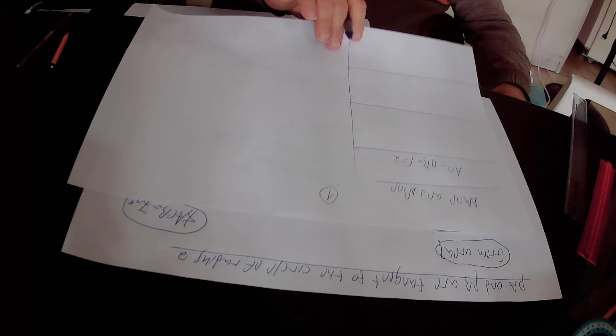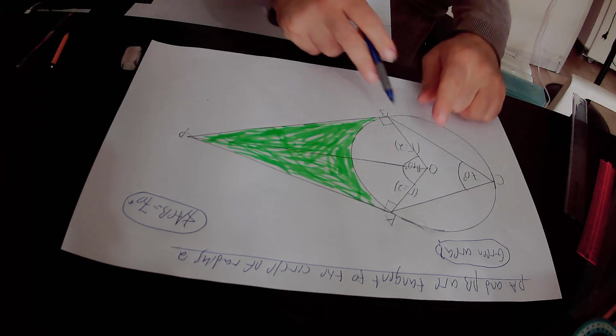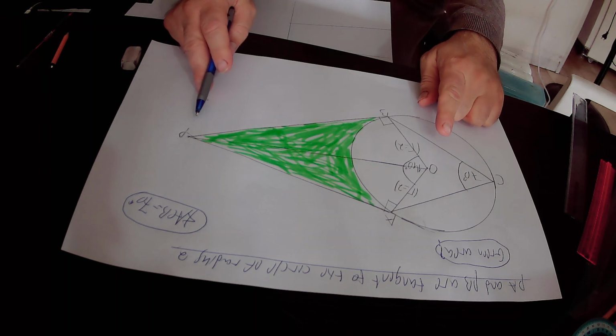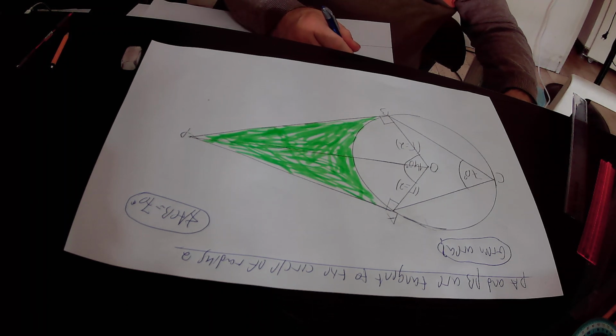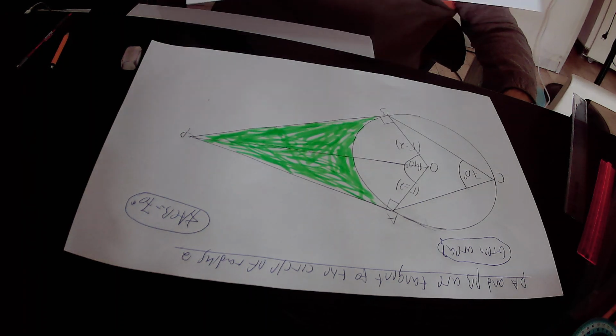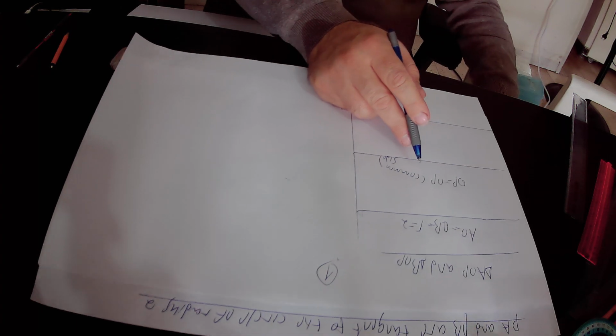In addition, we have side OP is the common side that belongs to both triangles, so we can write down that OP equals to itself. It's the common side that belongs to both triangles. Repeat again. OP equals to itself. It's the common side that belongs to both triangles.